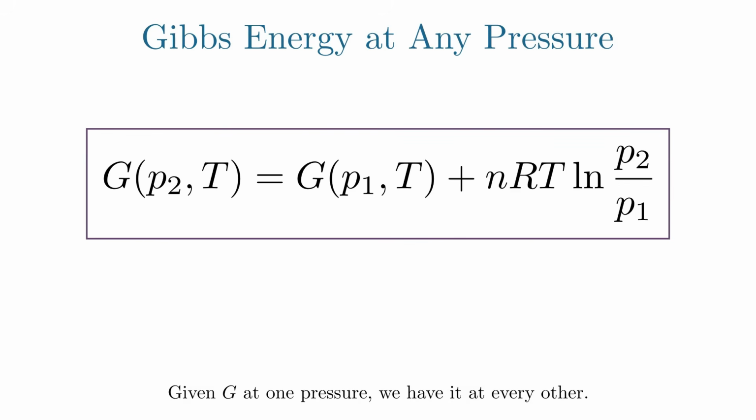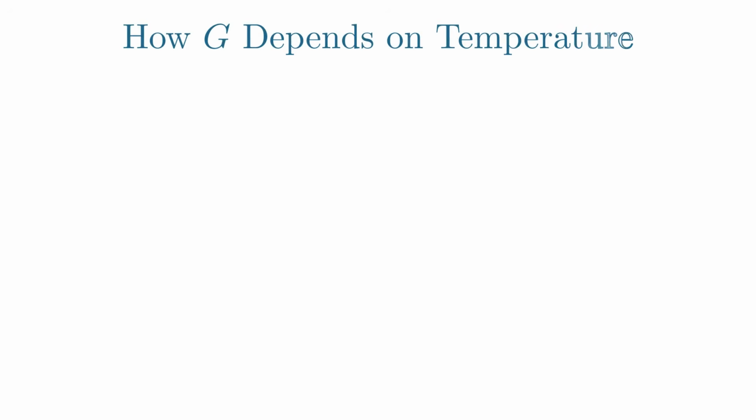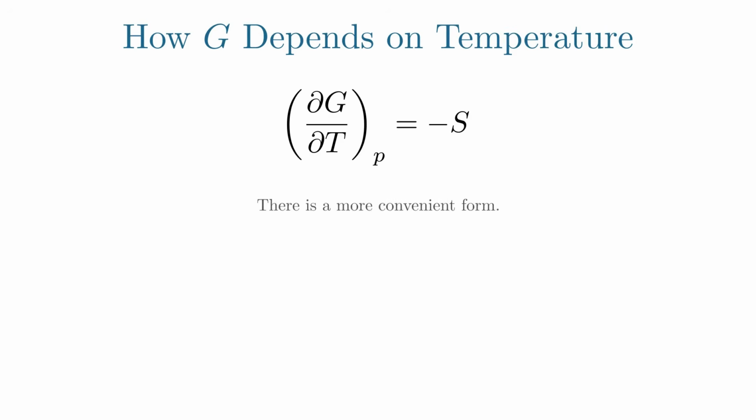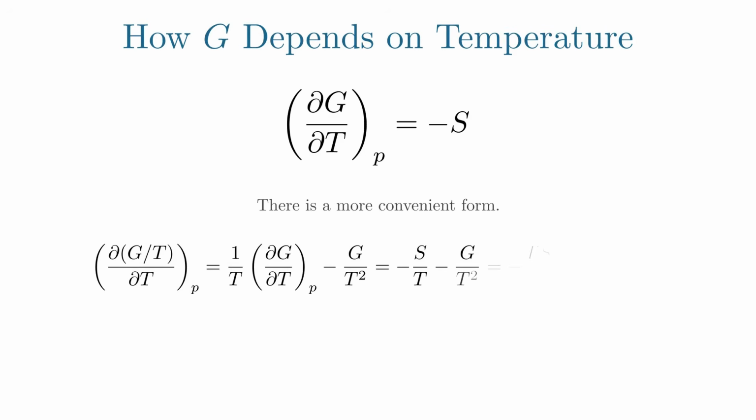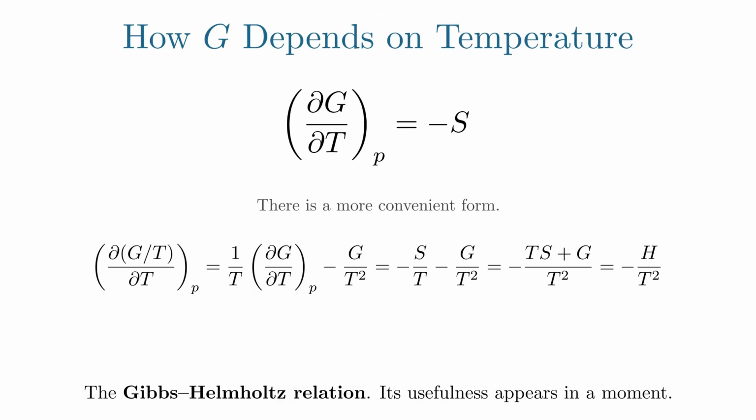Now we look at the temperature dependence of Gibbs free energy, which is a negative entropy. However, there's a more convenient form. Consider the partial derivative of G over T with respect to T at constant P, which turns out to be minus H over T squared. This is known as the Gibbs-Helmholtz relation.